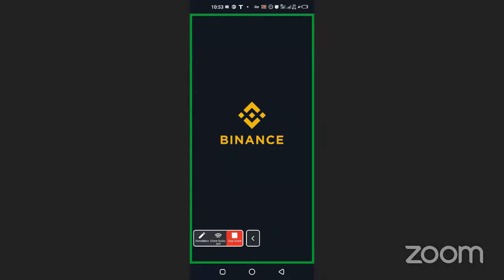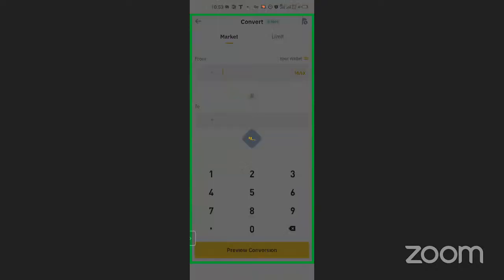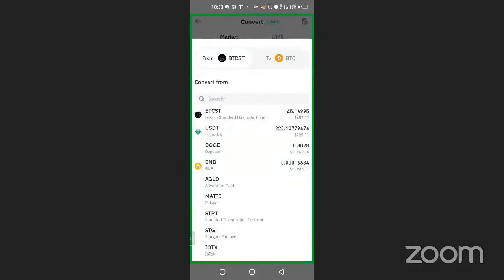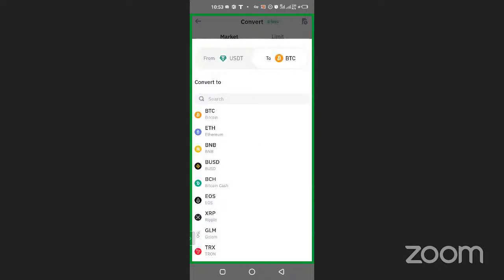Just go to your Binance account, tap on convert. On top here, you can put USDT, and down here, BTC.